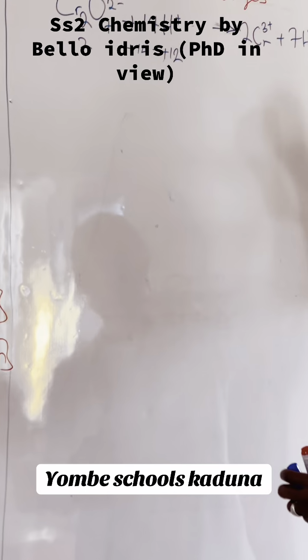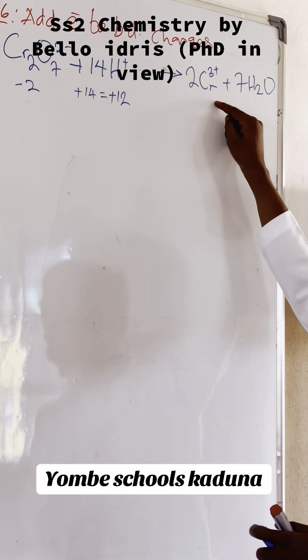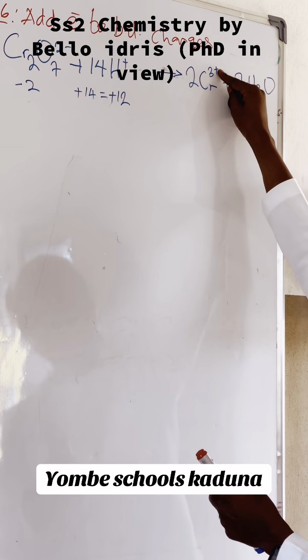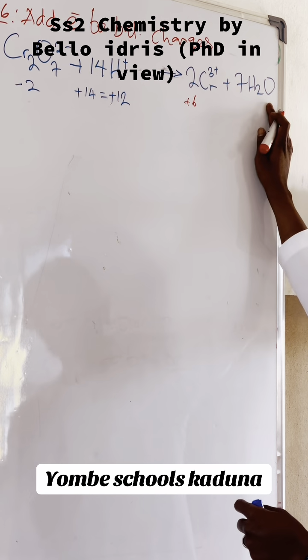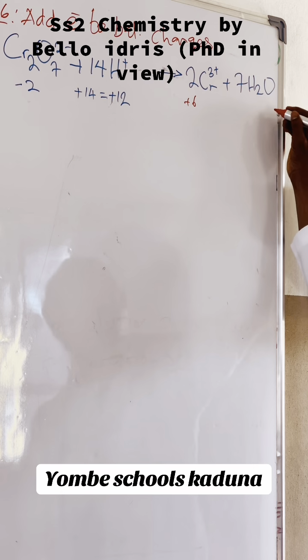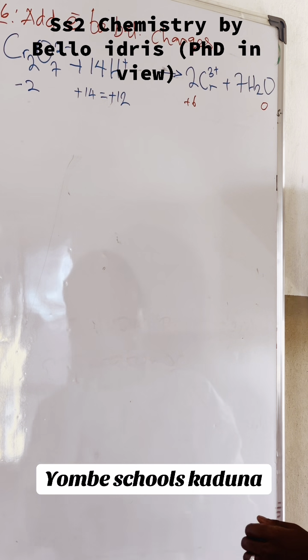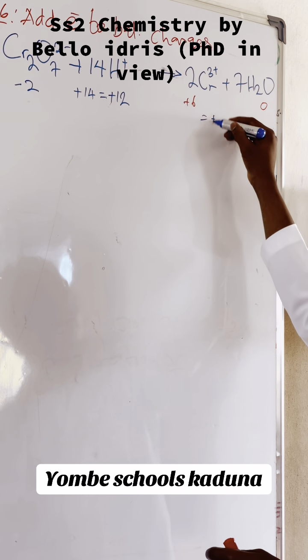Let's check the right hand side. This is plus 3 times 2, that is the coefficient of chromium. Plus 3 times 2 is plus 6. Water is a neutral compound, so it has no charge. Are we together? Yes. So the net charge on the right hand side is equal to plus 6.